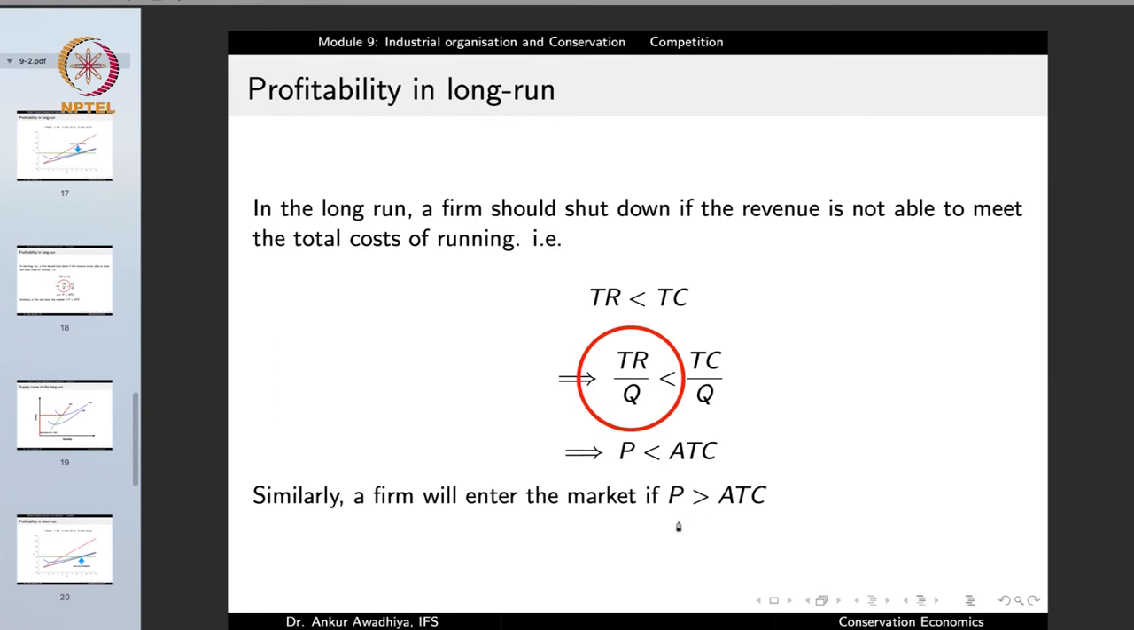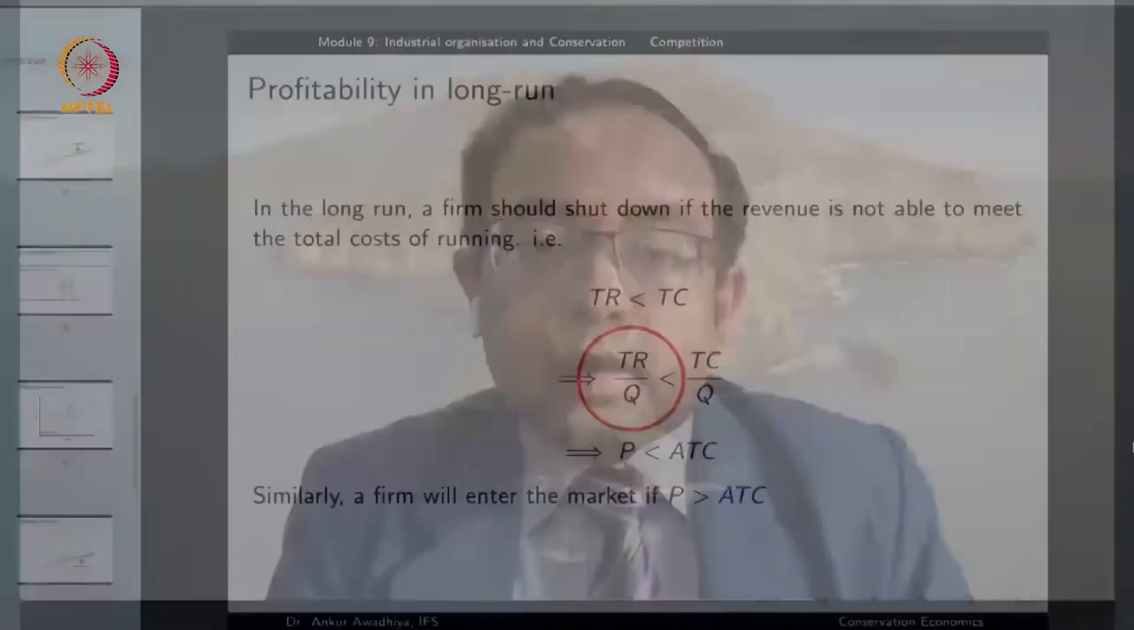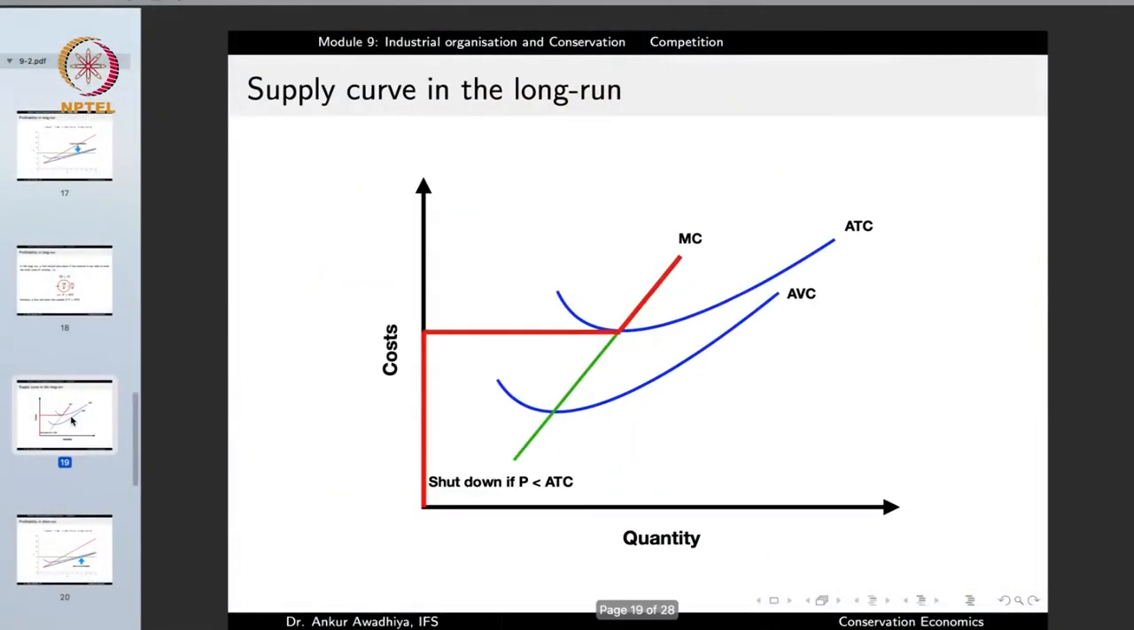And if the price is greater than ATC, then in the long term, a firm should enter the market. Now remember that in the case of a competitive market, we had said that there is free entry and exit. And what we are saying here is that if the price is less than the average total cost of production, then the firm should shut its operations and move out of the market. But if the price is greater than the average total cost of production, then a firm should enter into the market and start production. So this is in the long run.